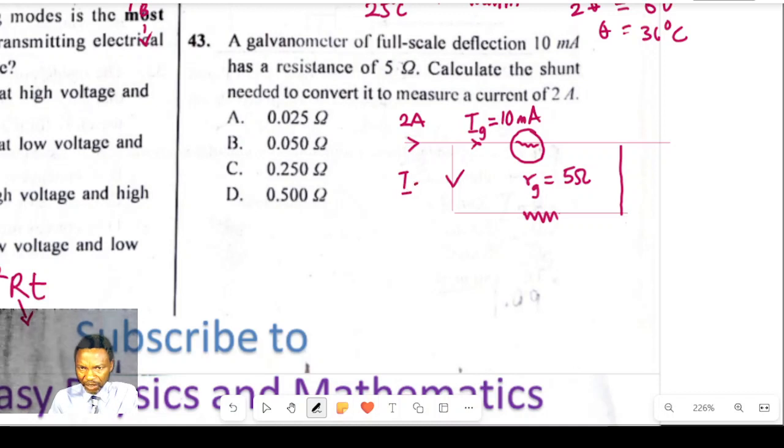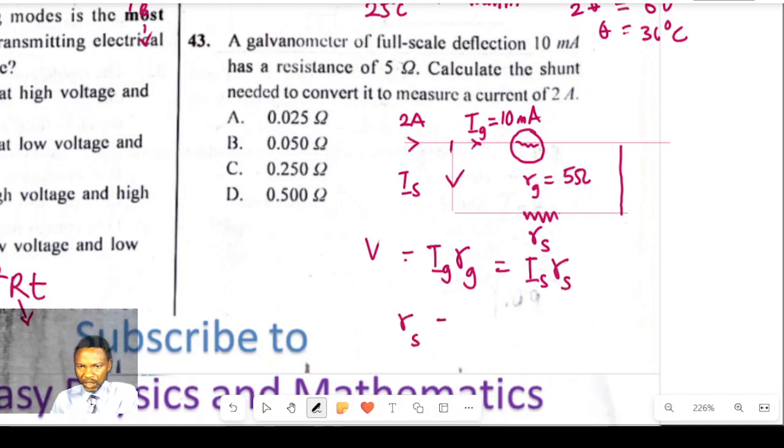Then you have I shunt. I shunt is equal to 2 ampere take away this. So the bigger current will pass through the shunt. Now, the key to solving this question is that the PD across the galvanometer and the shunt is the same. So V is equal to I galvanometer times R galvanometer, which is equal to I shunt times R shunt. So we are looking for R shunt.